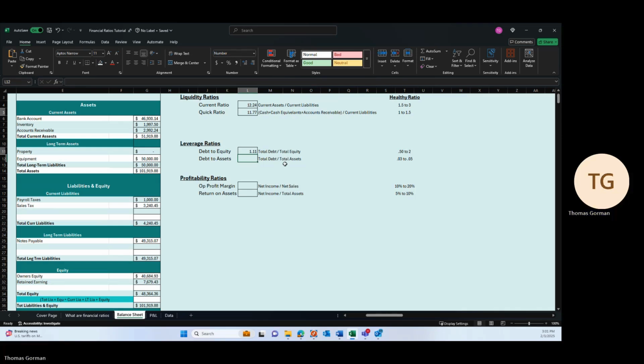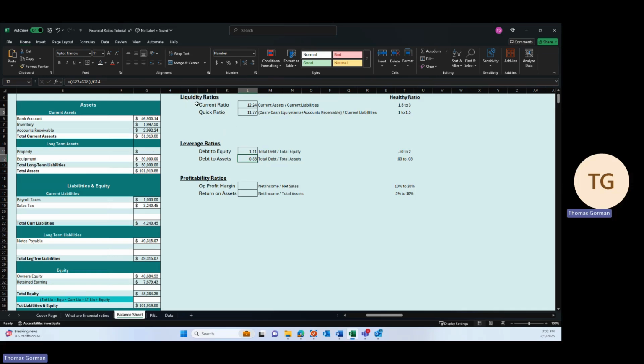So now that we've said all of that, we know a little bit more about the debt to assets ratio. Let's calculate it, see where we fall. So total debt, we're going to go equals total current liabilities plus total long-term liabilities, in parentheses, divided by total assets. Now, a healthy ratio for debt to assets is generally between 0.03 and 0.05. Now we look at what we got, 0.53. So we are at the upper end of the healthy range for debt to assets.